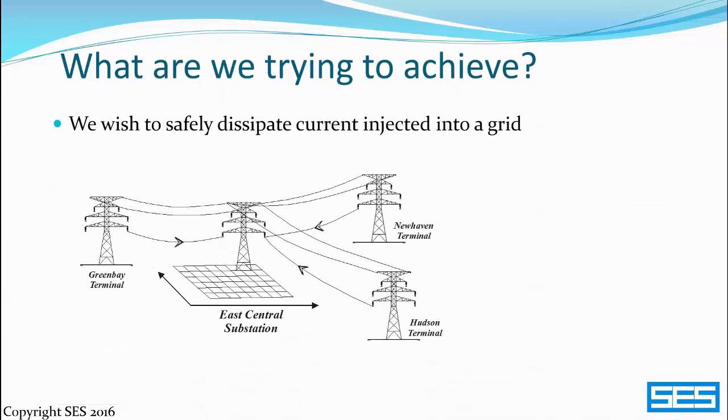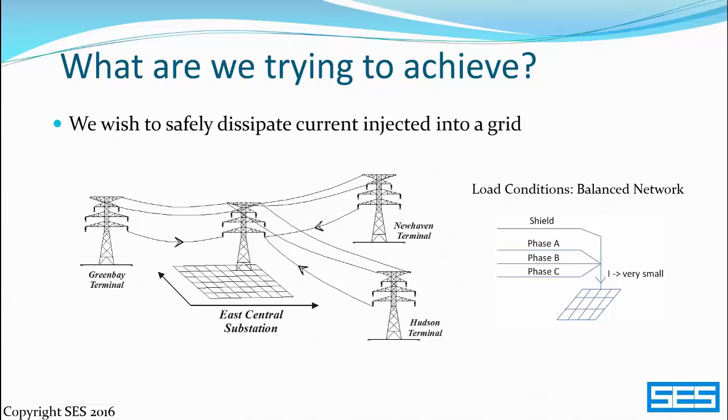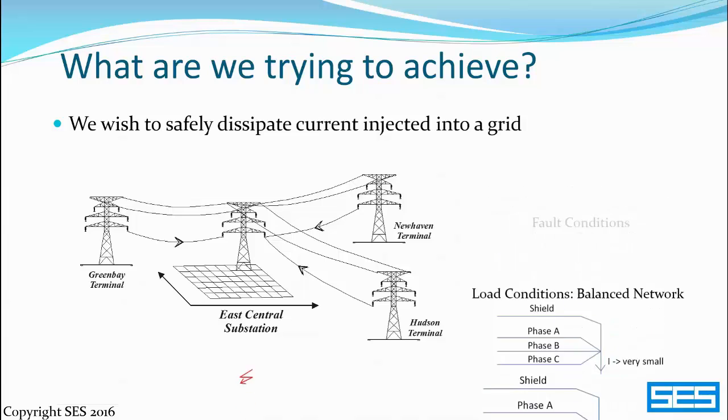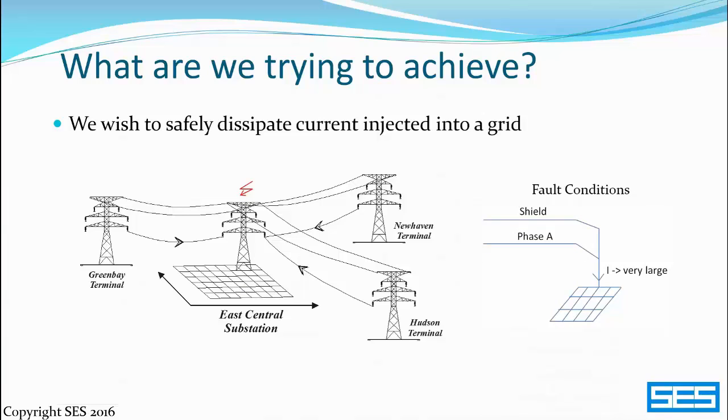So what we are trying to achieve is to safely dissipate current through a metallic structure in contact with the soil, most often a substation grid. The sketch here shows a typical case where we need to analyze the east central substation grid fed by three external sources. Under steady-state conditions, especially if the phase currents are balanced, very little current flows into the soil. Under fault conditions, in which there's an unwanted short between the phase wire and the grounding system, to which the shield wires are typically connected, a very large amount of current flows through the grounding system and into the soil. This is the worst case that most often needs to be studied in detail.